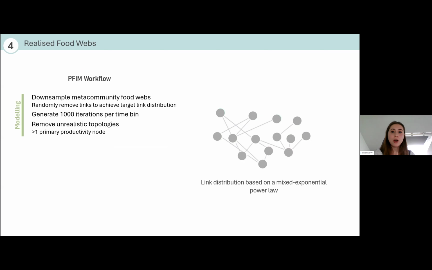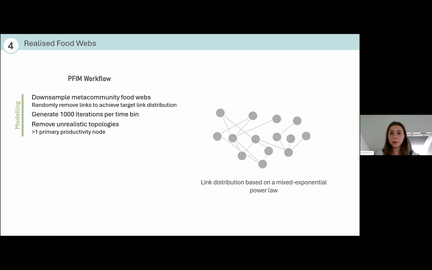This next step is pretty optional and very much dependent on your data set. So at this point, you can remove unrealistic topologies. And obviously, this is quite a hard thing to justify whether or not a topology is unrealistic, because we don't know what these food webs would have looked like millions of years ago.